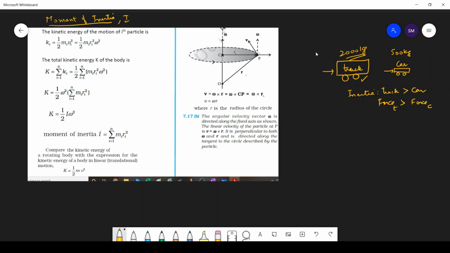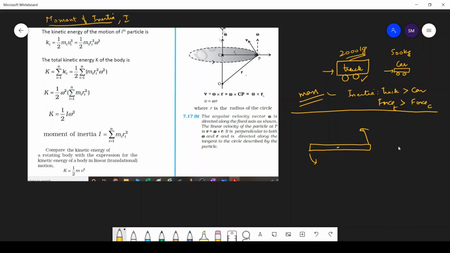So that's how the mass plays the role, the role that mass plays in the motion. So more is the mass, more is the force required. Now, the same role for the rotational motion. You have this rod. You want to rotate it in anti-clockwise direction.